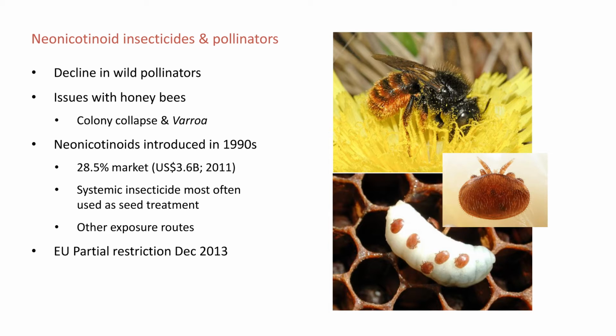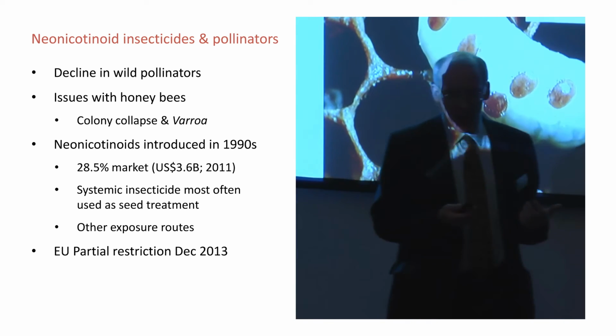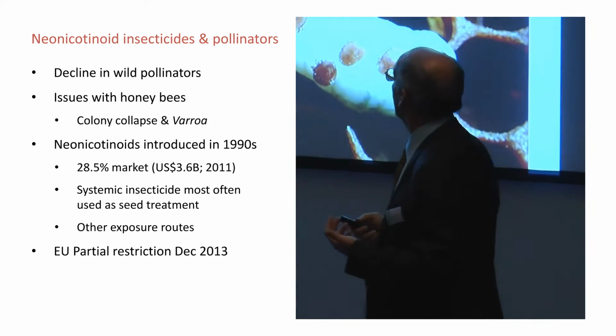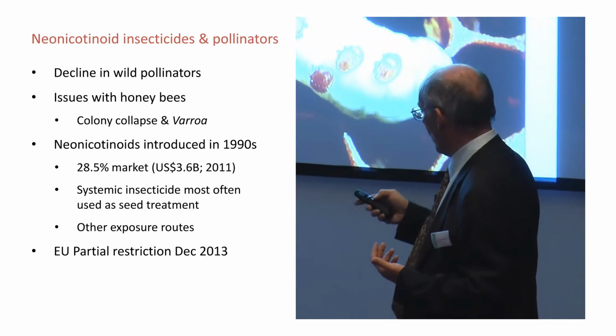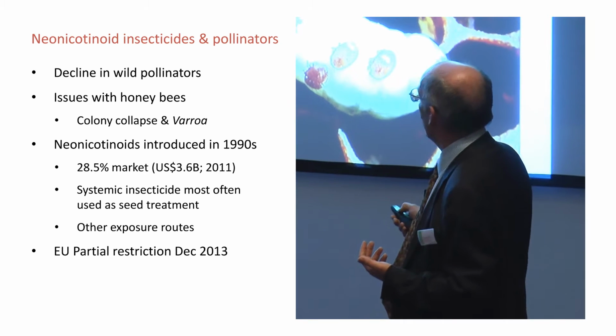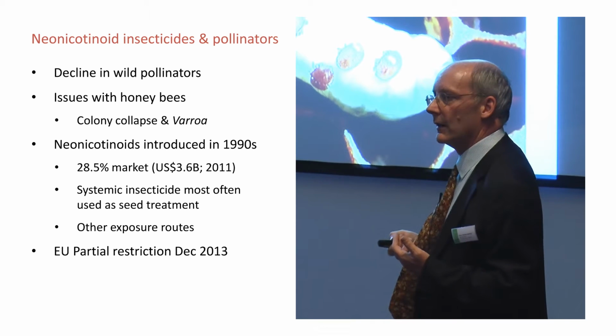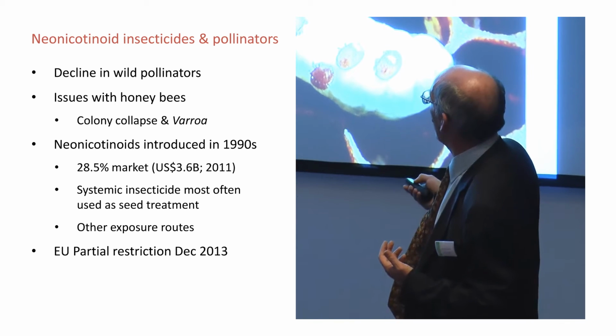So let me go through the second example here, which is neonicotinoid insecticides. So neonics are a major class of insecticides. They are relatively new. They came onto the market in the 1990s, and they now, this is slightly out of date actually, they're now over 30% of the insecticide market by value.